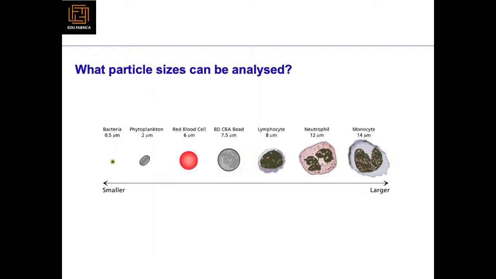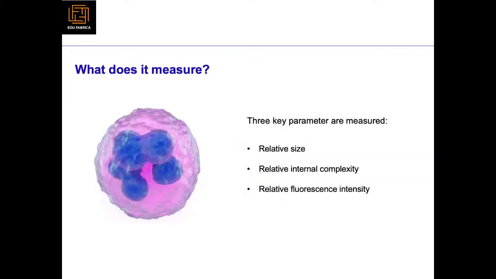So what particle size can we analyze? We can analyze from micrometer to even nanometer. So if a bacterium is the size of 0.5 micrometer, the smallest, it could go to the monocytes of 14 micrometer. So it can range to any range it could find. Beyond that, what does it measure? It's majorly measuring the relative size, how much size of cell is present, how much relative internal complexity is there, and a relative fluorescence intensity, how much relative fluorescence is being provided there.